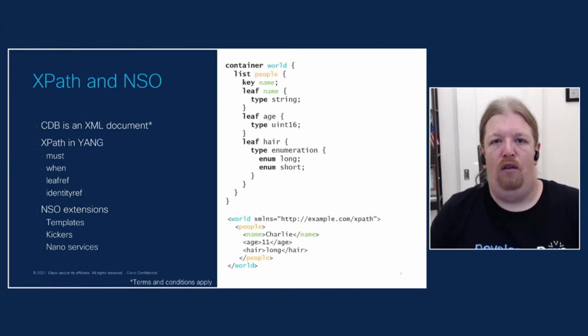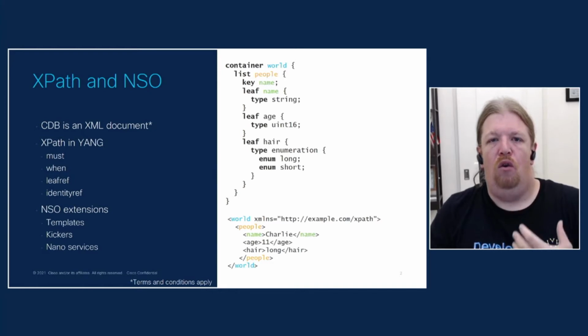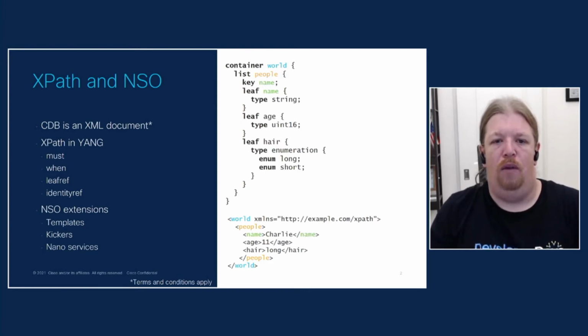I work in NSO engineering, and today we're going to go through an introduction to XPath, what it is, and how you can use it in NSO. So, how does XPath work with NSO? Well, the database in NSO, the CDB, is essentially an XML document. Everything you do is covered by a Yang schema, and all of the information can be seen as an XML document. So, when you use Yang, and you use XPath, you can use XPath to find information in that database.